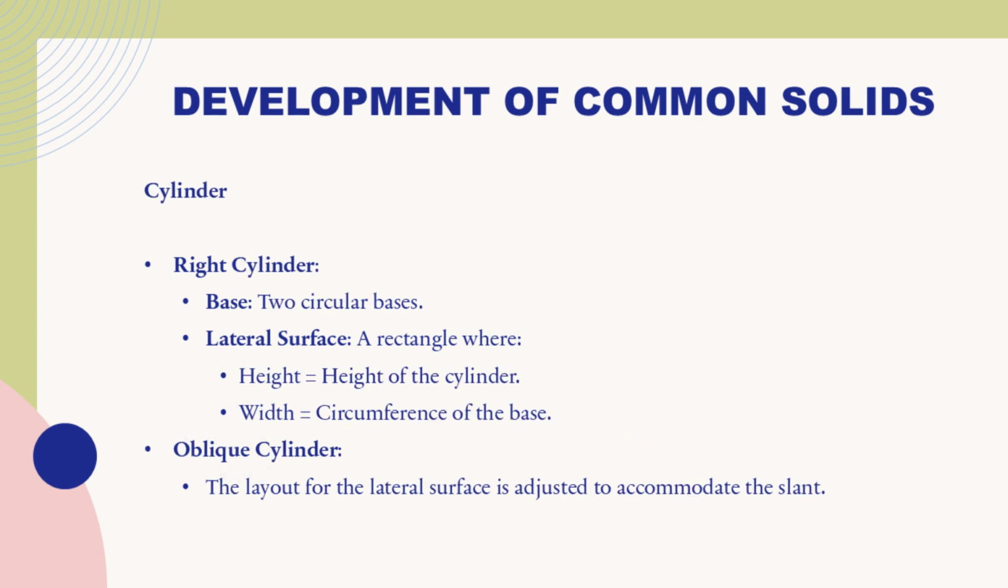Cylinder surface development requires precise mathematical considerations. Right cylinders feature two circular bases in the layout. The lateral surface becomes a rectangle with specific dimensional requirements. Height matches the cylinder's actual height, which corresponds exactly to the base's circumference.